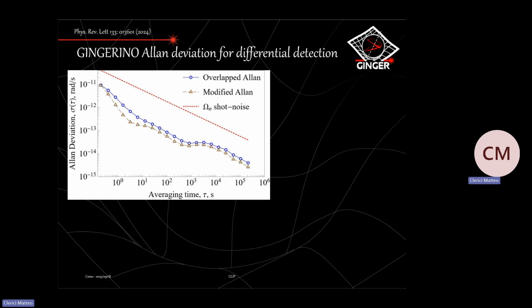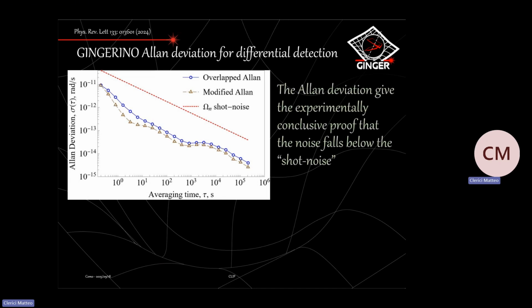And this is the Allan deviation that measures, for those who are not used to measuring frequency, the stability of your frequency signal. And this is the level of the shot noise expected, and these are experimental. So we are about 20 times below the expected noise level.